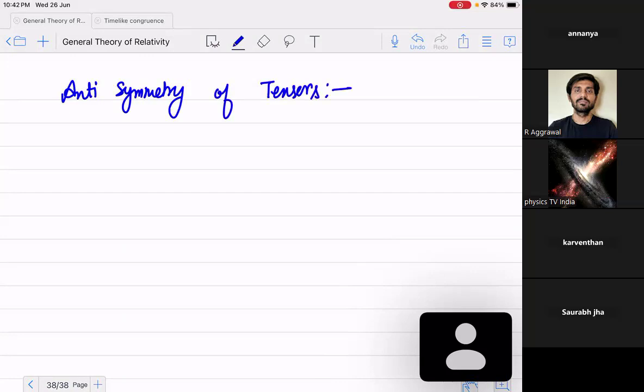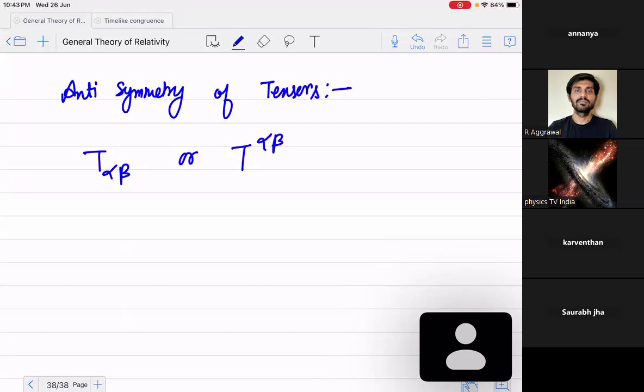Okay. See, anti-symmetry of tensors is defined only for rank 2 tensors or tensors higher than rank 2. Below rank 2, you cannot define the anti-symmetry. Okay. And this holds for the contravariant or covariant forms of the tensor. So suppose the rank 2 tensor is T alpha beta, covariant form, or T capital alpha beta, it is a contravariant rank 2 tensor.